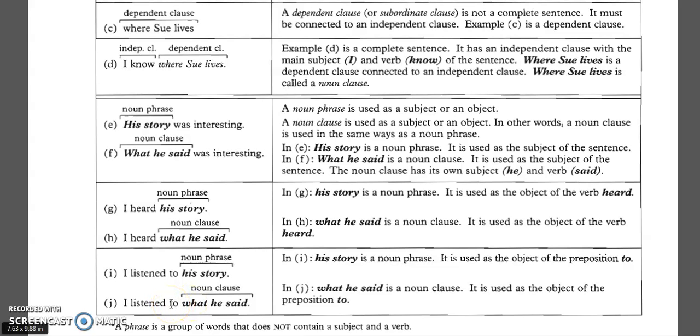Jadi kalau noun itu kan dia bisa jadi subject, bisa jadi object. And then object itu juga bisa jadi object of a verb, bisa jadi object of preposition. Nah, ini dia adalah contoh dari noun clause yang bertugas sebagai object of preposition. Gitu ya. Jadi, I listened to what he said. Jadi, mau nanti bentuknya klausa pun, perannya tetap sama seperti noun pada umumnya. Gitu.